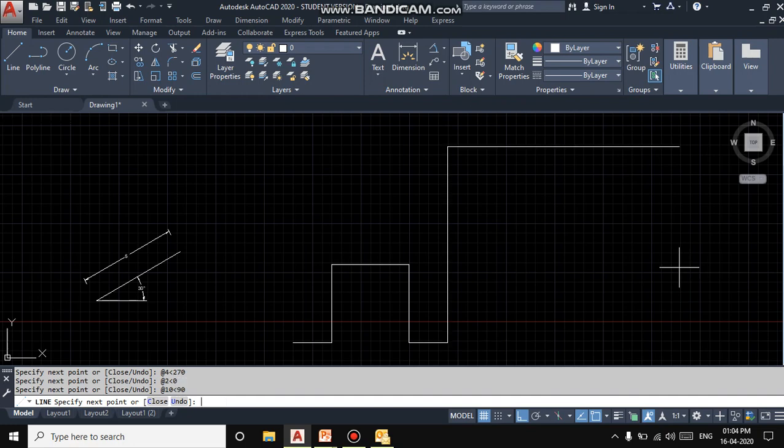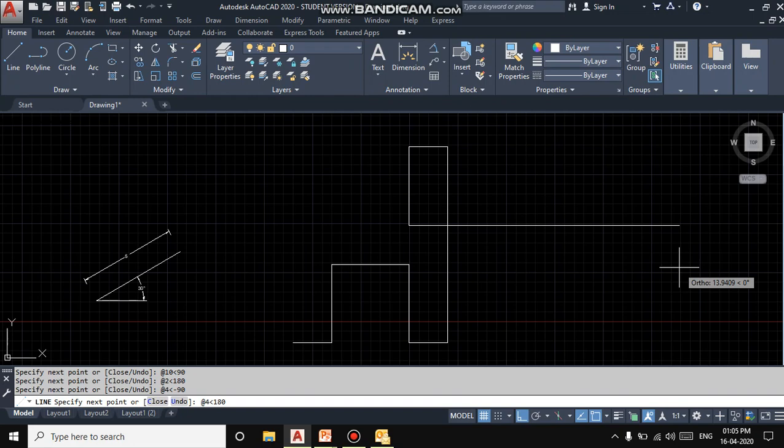angle 90 degree. @2 angle 180 degree. Here we are giving 180 degree. The negative x-axis means 180 degree. Okay, @4, here we will give minus 90. It is coming in the negative y-axis direction, or you can give it as 270. Both are correct.